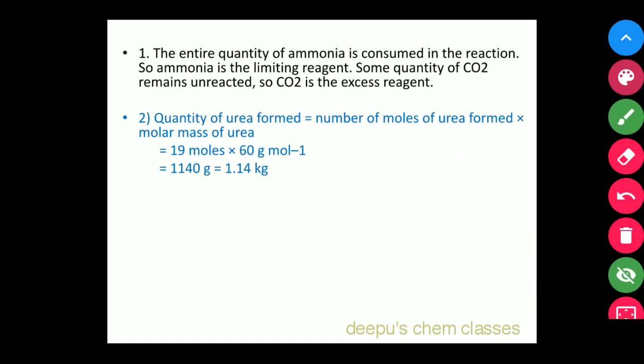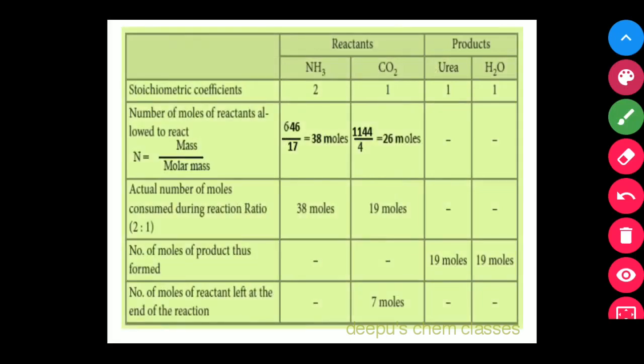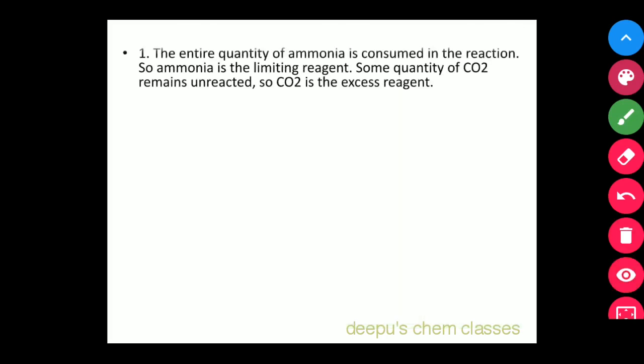Then from the tabulation, the number of moles of urea formed is 19 moles. According to the stoichiometric equation, the ratio of urea is 1. According to the 1 ratio, the moles obtained is nothing but 19 moles, which we calculated in the previous slide. 19 ratio 1 means 19 moles of urea is formed. That is what we are going to apply in the second question now.